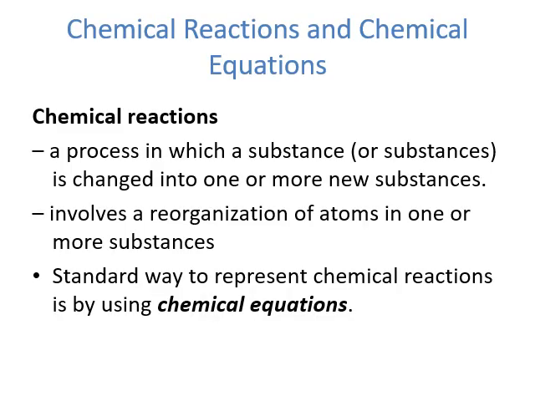First, we have to know what a chemical reaction and a chemical equation are. Normally, a chemical reaction involves a process in which a substance changes into one or more substances. For example, A plus B produces C and D, or A plus B produces C, D and E. So it produces more substances. It involves the rearrangement of atoms in one or more substances, but it has to be balanced.